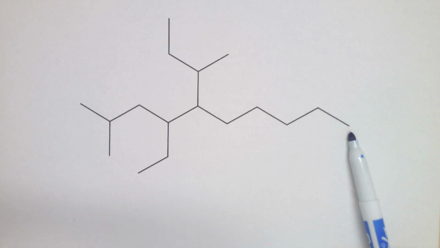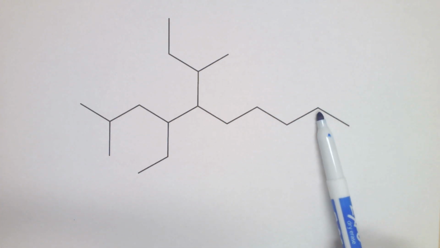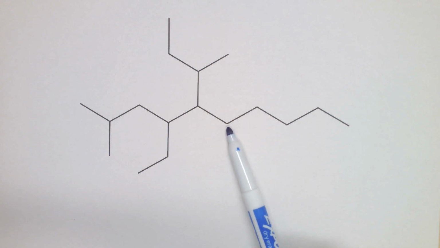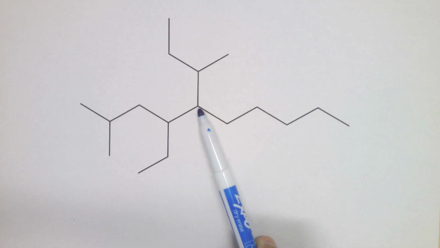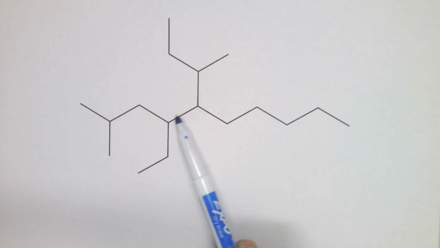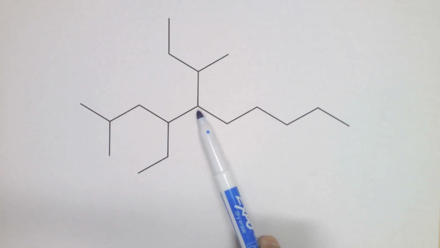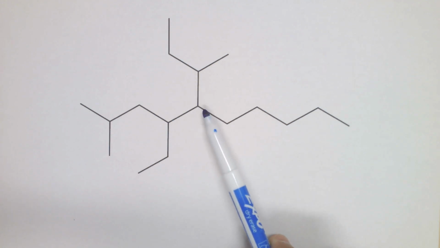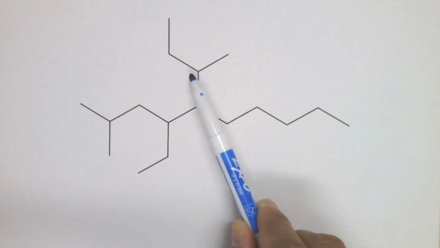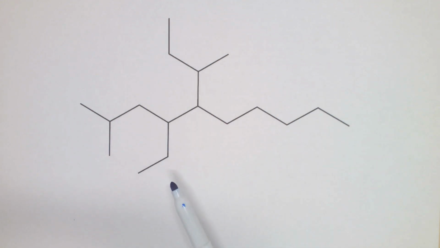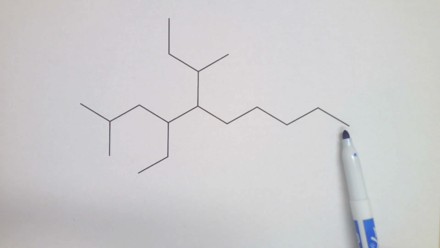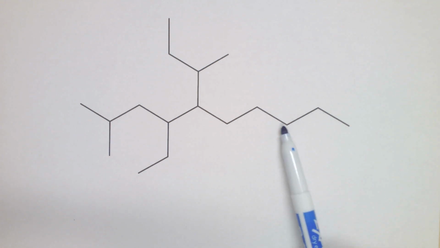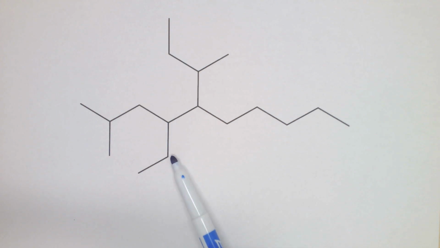I'll start at one end and start counting the carbons. Here's 1, 2, 3, 4, 5, 6. And then you notice that the chain continues going up and continuing across. So I have a choice to make. Which way do I go? If I go upwards here, this will give us 7, 8, and 9 carbons. Here's another chain. 1, 2, 3, 4, 5, 6, 7, 8, 9. Another 9 carbon chain.